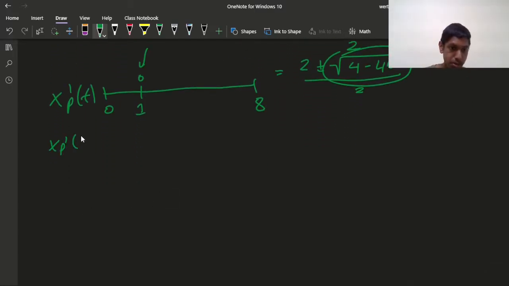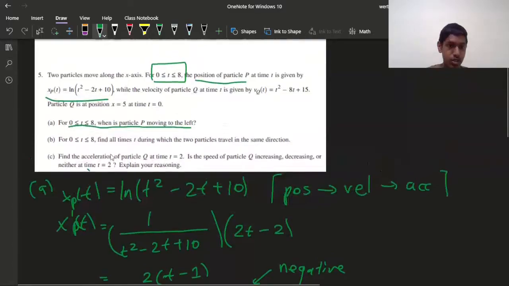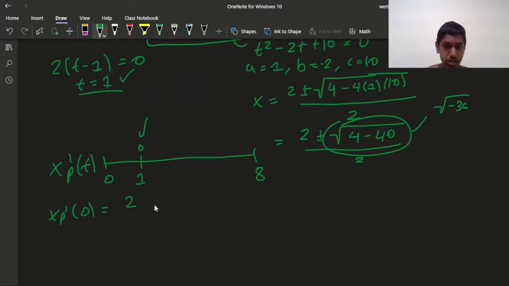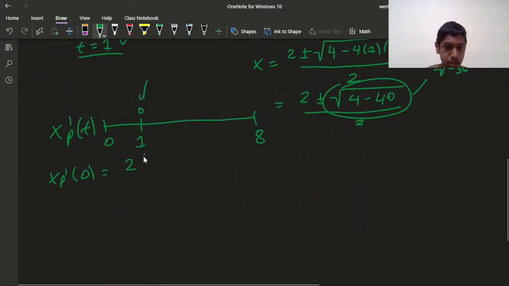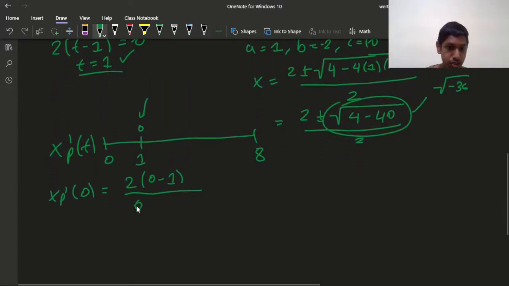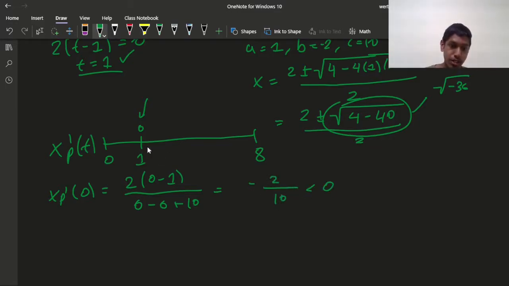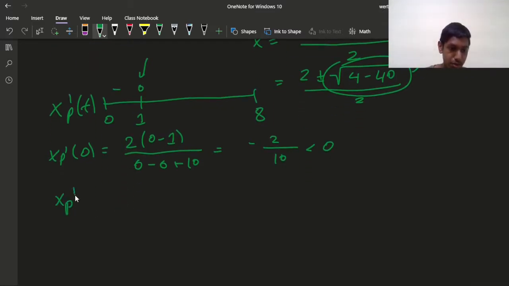So x_P prime, let's try 1/2. I mean, we can also try 0 because we don't actually know what it is at 0. So 2 times 0 minus 1 over 0 minus 0 plus 10. Pretty obviously that's going to be less than 0. So we put a minus sign right there, and we continue on testing points.